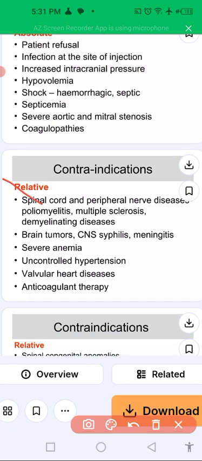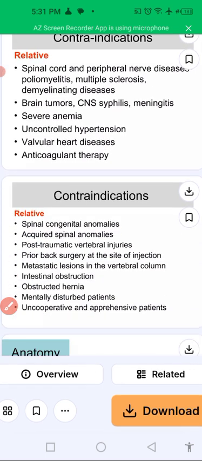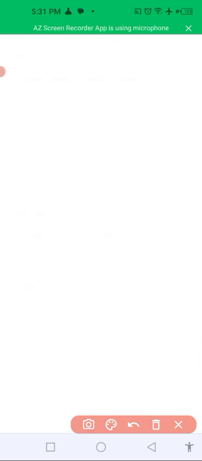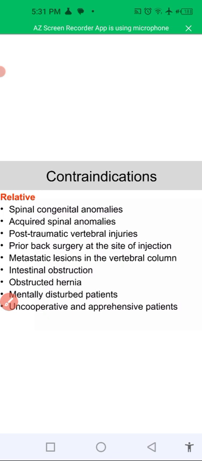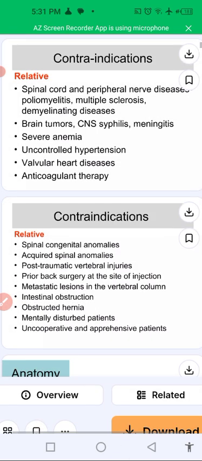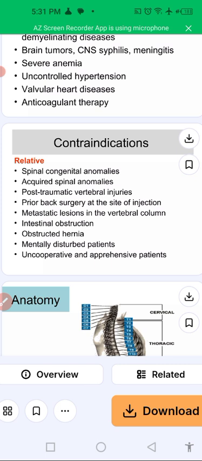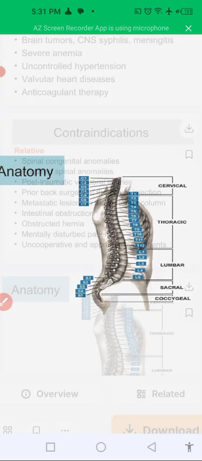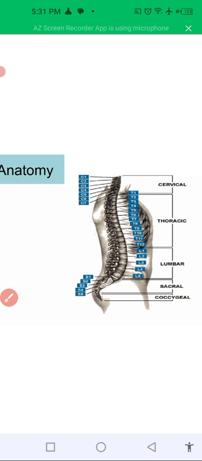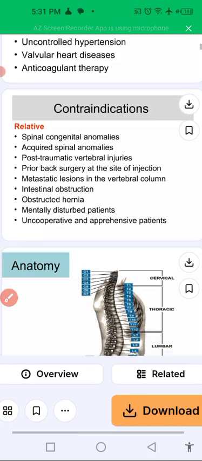Relative contraindications are spinal cord problems, or any peripheral nerve disease, polio, multiple sclerosis, brain tumor, meningitis, uncontrolled hypertension, valvular disease, or any anticoagulopathy. Relative contraindications are also spinal anomalies and congenital anomalies, prior back surgeries and obstetric hernia, or any uncooperative or abrasive patient. So these are some relative contraindications.